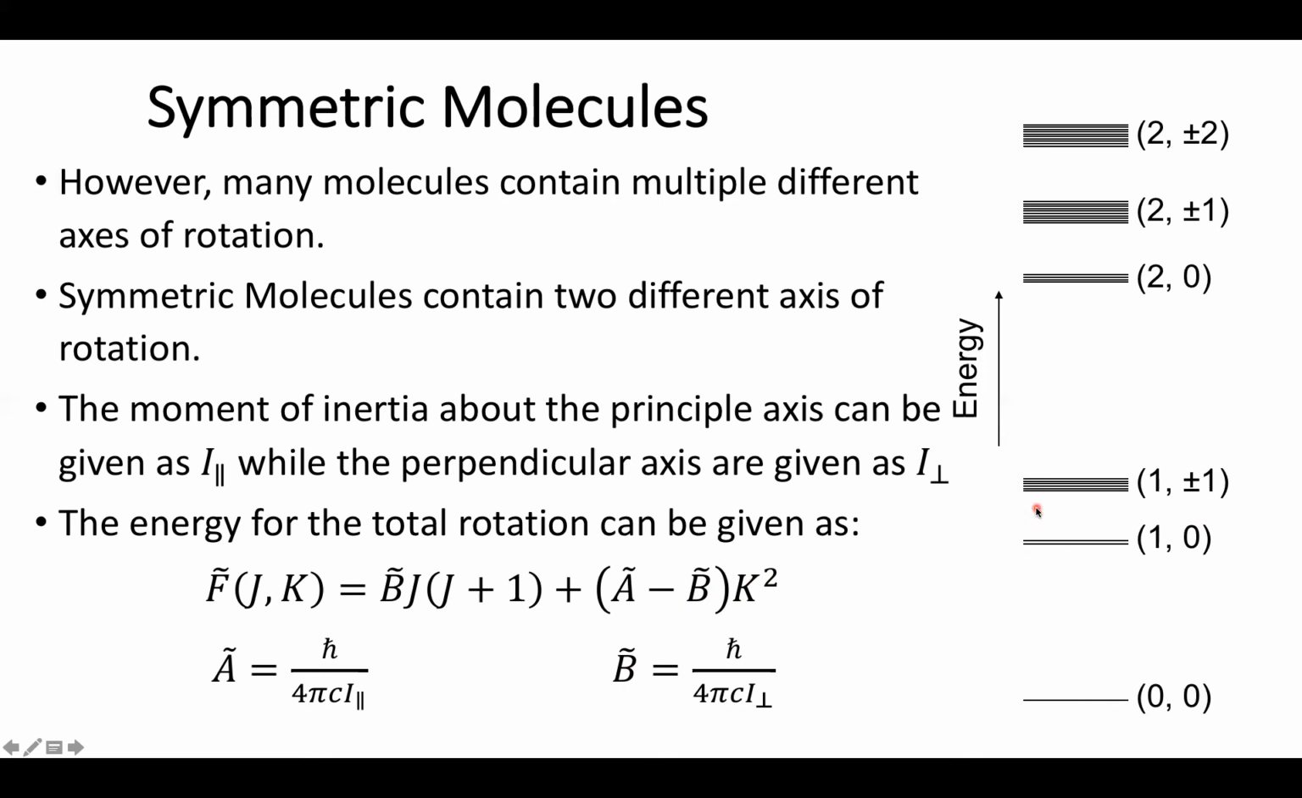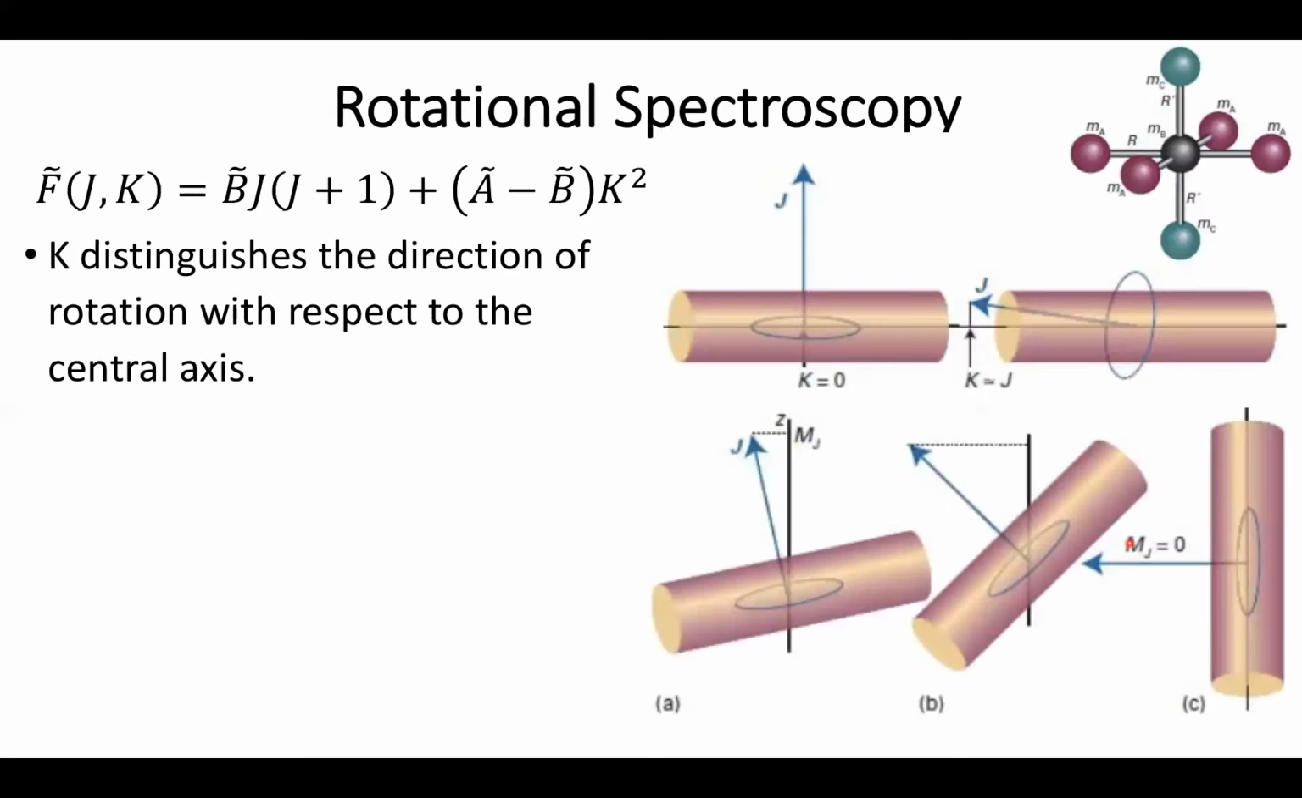So they'll split into two sets, one where the K is 0, and then a set where the Ks can range anywhere from negative J to positive J. So let's go ahead and look at this more in terms of actual physical motion. So our K really is distinguishing the direction of rotation. So if I have a K of 0, again, this is acting just like I've got a linear molecule, end over end tumbling. Whereas if K equals J, this means most of the rotation is about that primary axis.